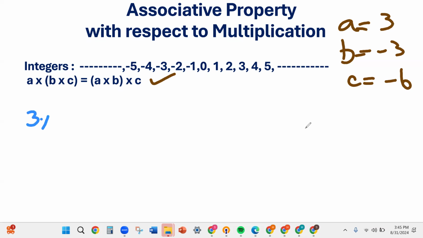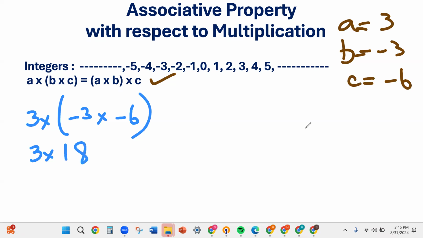A is 3, B is -3, and C is -6. You have to solve the bracket. Minus into minus is plus, and 6 3s are 18. Now you have to multiply 3 and 18. It will give you 54.